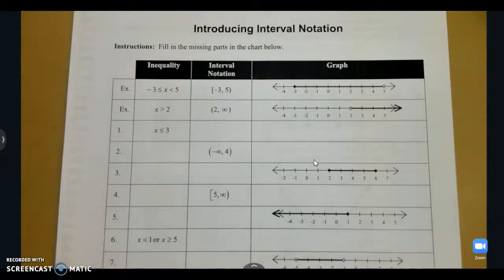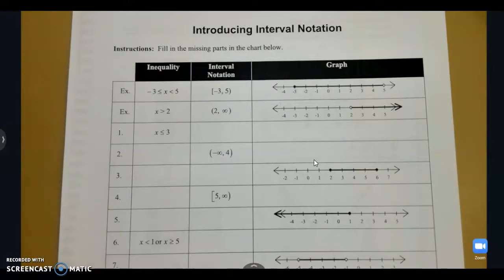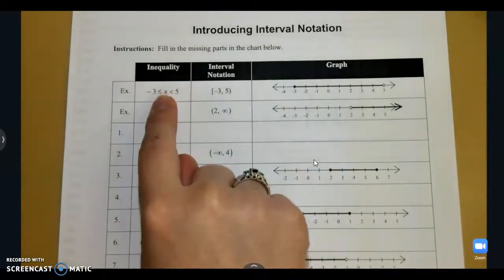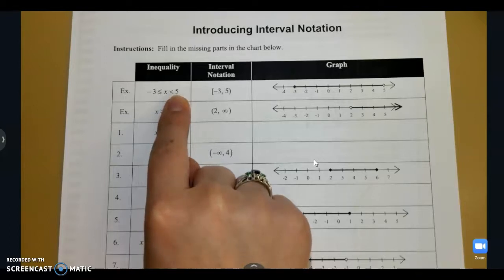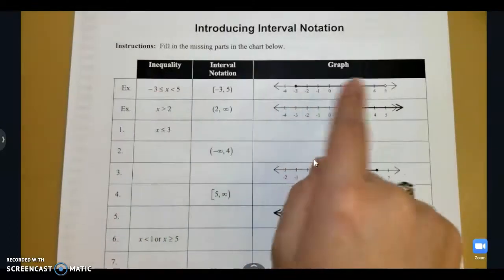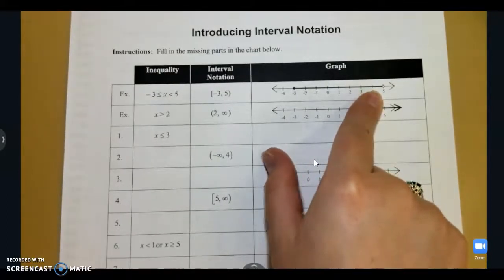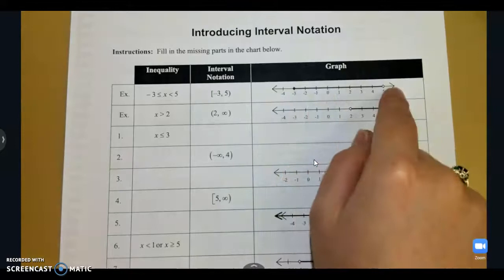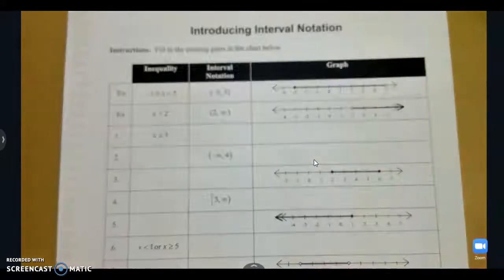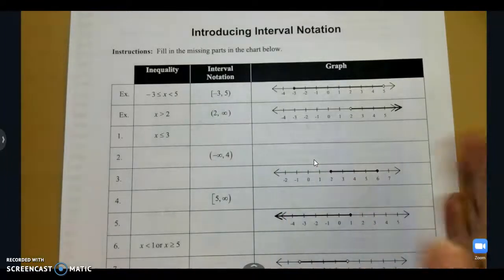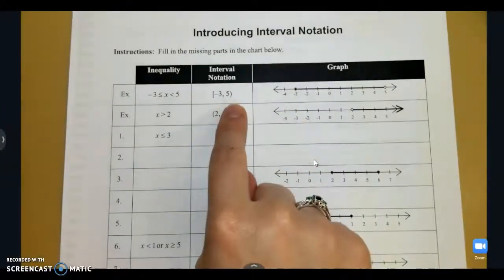So starting with the first example, our inequality is that -3 is less than or equal to x is less than 5. So on our graph, we know this less than or equal to means I'm going to have a closed circle, and the less than means I'm going to have an open circle. So at -3 and 5, I have those closed and open circles, and my graph contains all of the points in between them. So if I'm going to write this in interval notation, I'm going to use those same values that are on the end points of the graph, so -3 and 5.